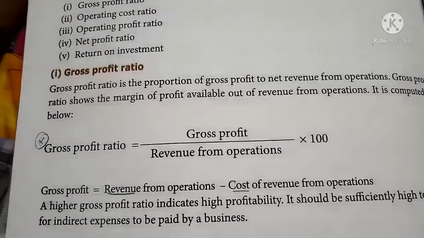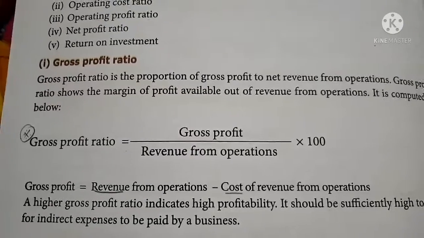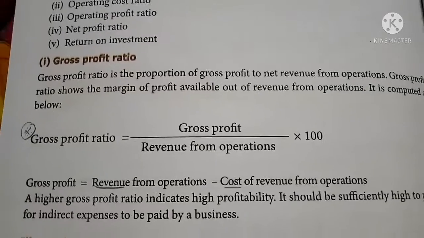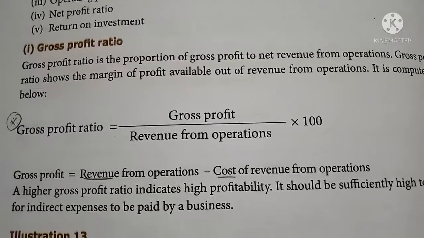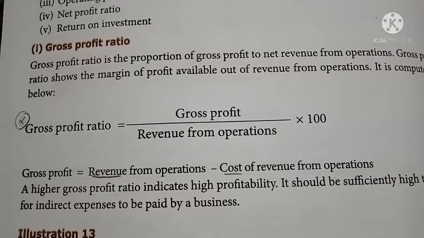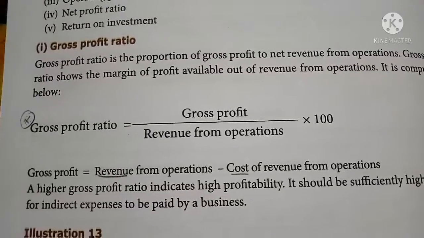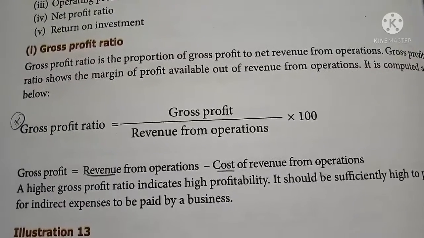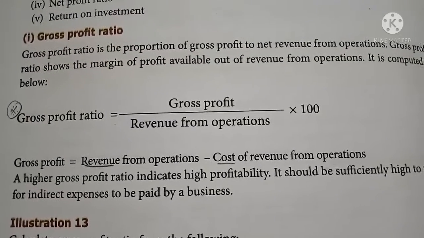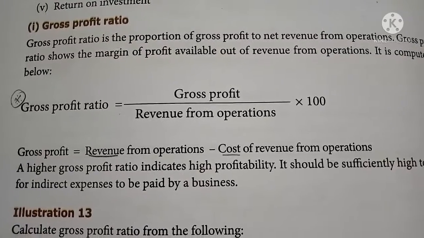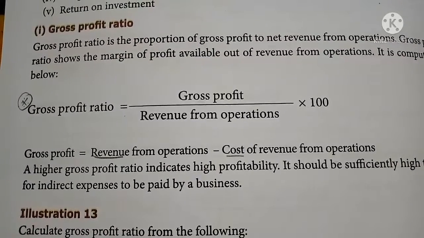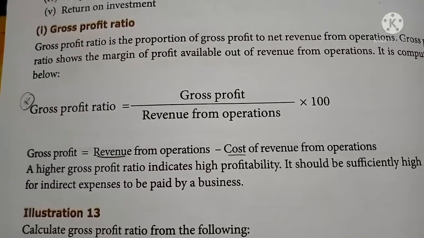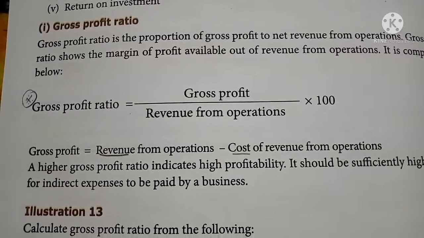In order to find out the gross profit, we use the formula revenue from operation minus cost of revenue from operation. Mostly, if the question asks to find the gross profit ratio, gross profit will be given in the sum itself. Sometimes it is not given. If the gross profit is not given in the problem, you should find it by using the formula revenue from operation minus cost of revenue from operations.